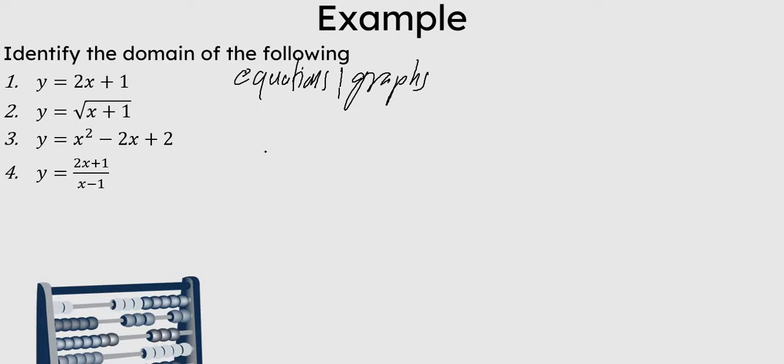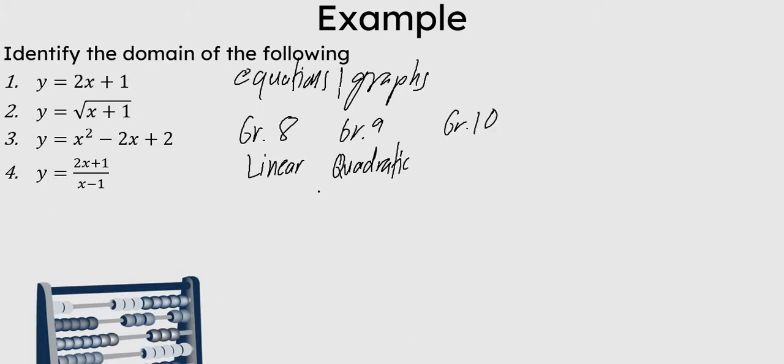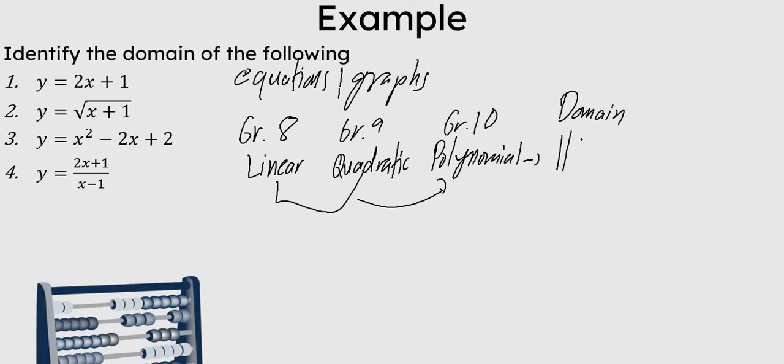Now, do take note of the following. We learned that from grade 8, we have our linear function. Grade 9, we have our quadratic function. And then in grade 10, we learned that both of them are actually part of a big family called the polynomial functions. And their domain would be the set of real numbers, symbolized by double R, double capital R for that matter.